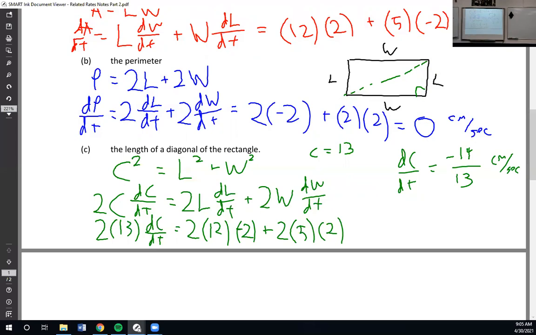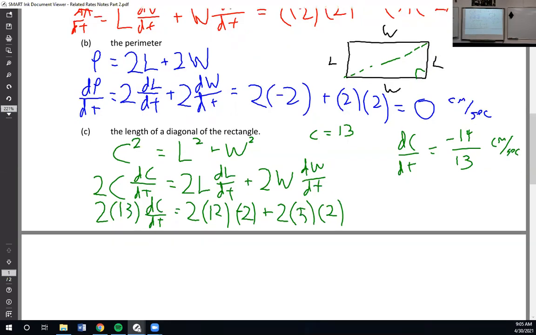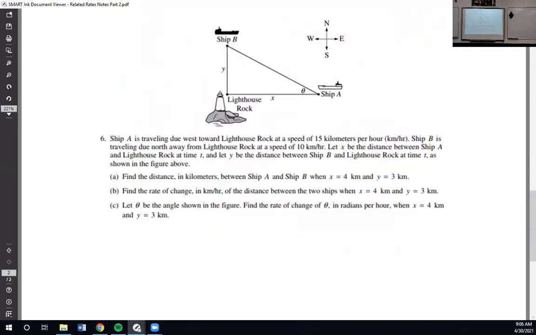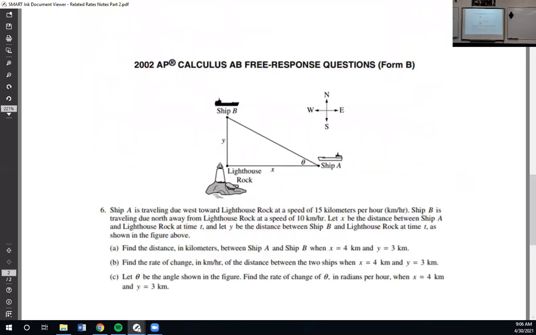So any questions on that one? All right, then I'd like for you to try, come in Monday with as much of this one done as you are able to, so that we can go over it fairly quickly. It's giving you some of the rates.